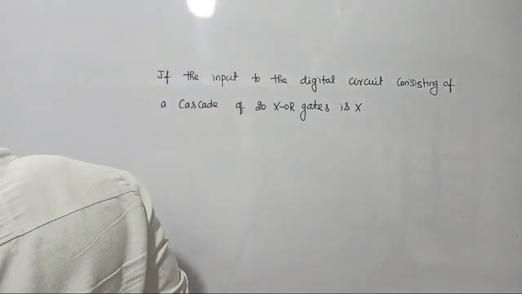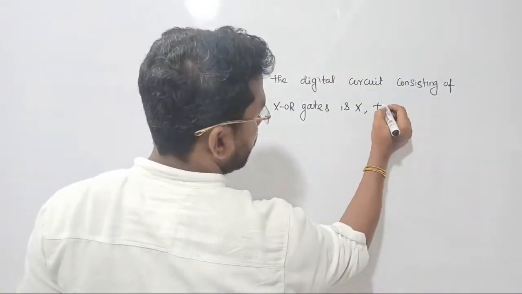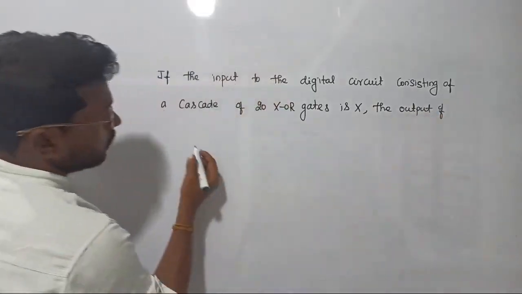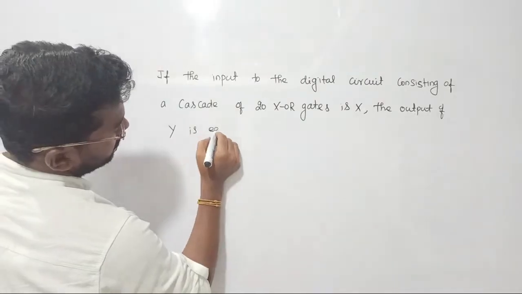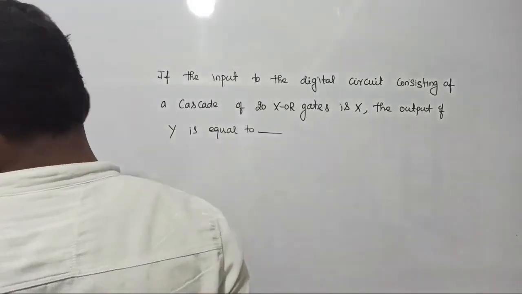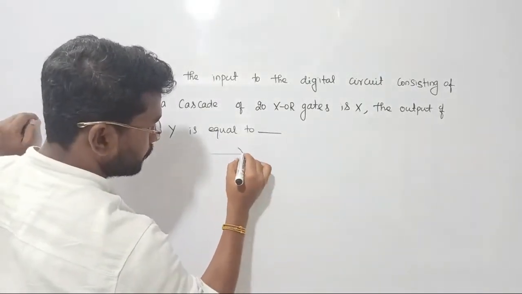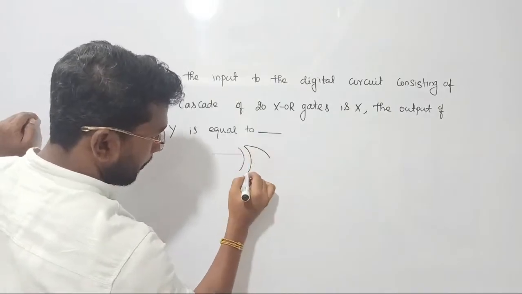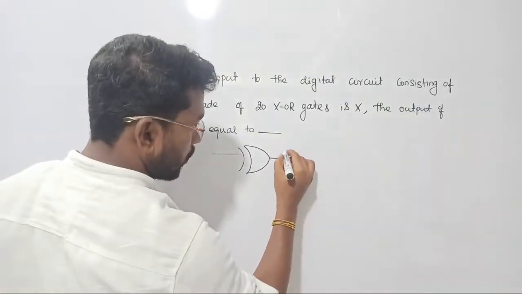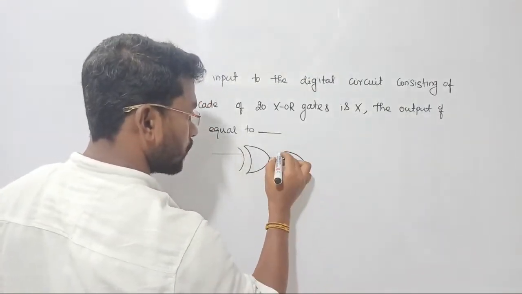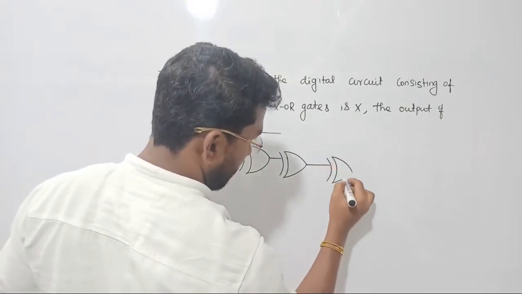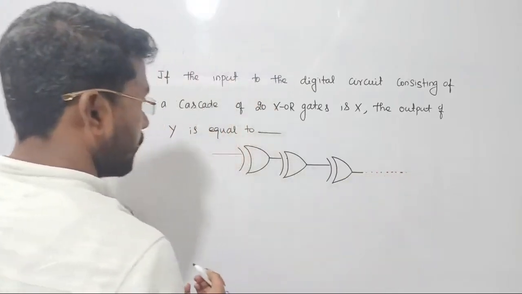Okay, let me continue. The output of Y is equal to dash, right? First let us draw the diagram. Actually they had given a diagram, and again they have drawn one more diagram. It will be continuous.